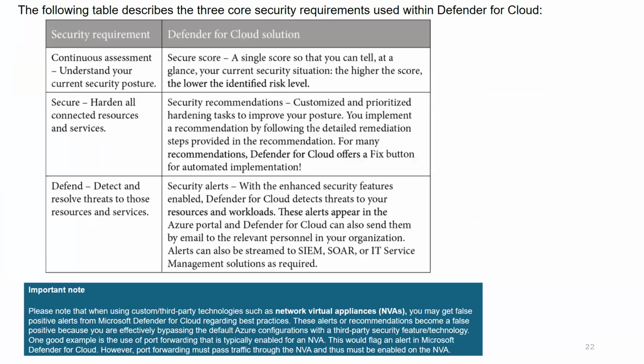They have to purchase. Okay, the following table describes three core security requirements for Defender for Cloud. Continuous assessment: understand your current security posture. So every time it will validate our environment. Secure score: if you have any vulnerabilities, you get a score. We need to remove that machine from the network, or you need to patch. A single score that you can tell at a glance your current security situation. The higher score lowers the identified risk level.